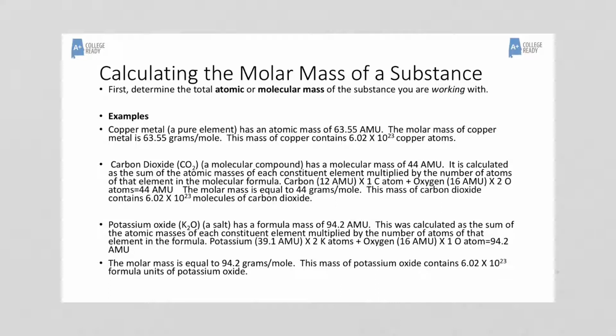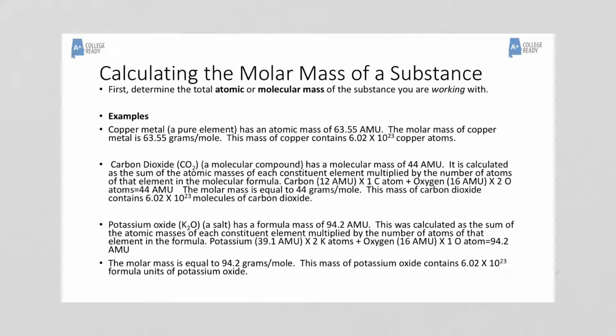Let's say you want to find the molar mass of carbon dioxide. You first of all find its molecular mass. Turns out it's 44 AMUs. To calculate that, you take the mass of one carbon atom, 12, plus the mass of two oxygen atoms, 16 each. Add those up, you get 44 grams per mole. This is the molar mass. 44 grams of carbon dioxide will contain 1 mole, or 6.02 times 10 to the 23rd molecules of CO2.